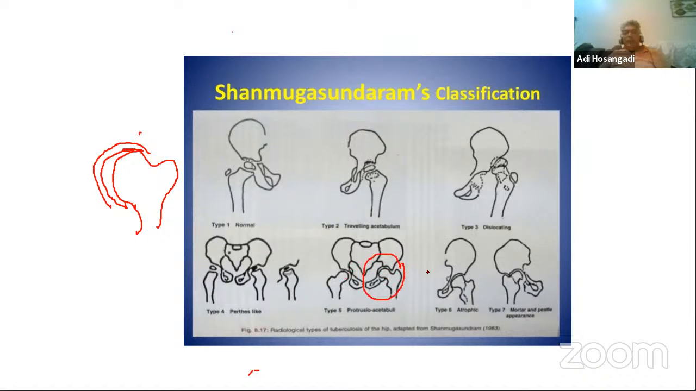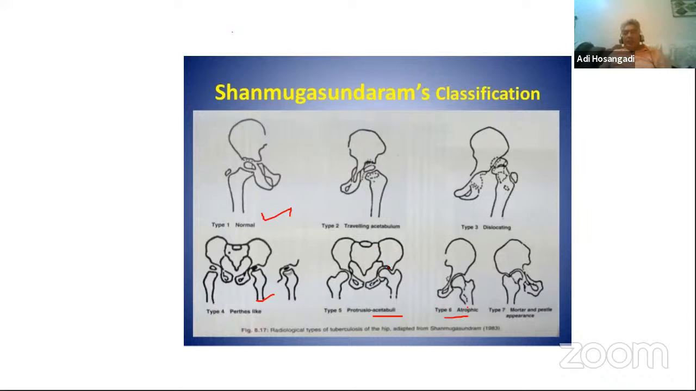Unlike any other, look at this, it is only till here. Look at this, it has gone inside the pelvis. Inside the pelvis means the softening of the acetabulum. Because of the softening of the acetabulum, the head is pushed inwards. So just to recollect once again: normal type, Perthes type, and then comes your atrophic type.